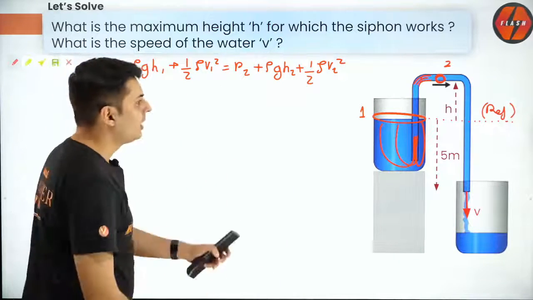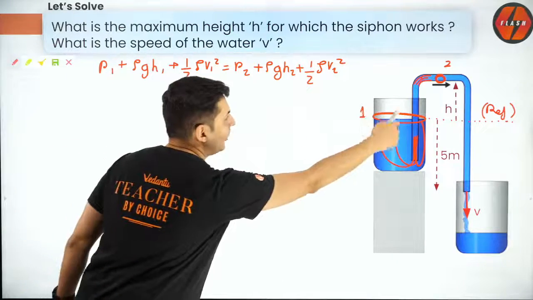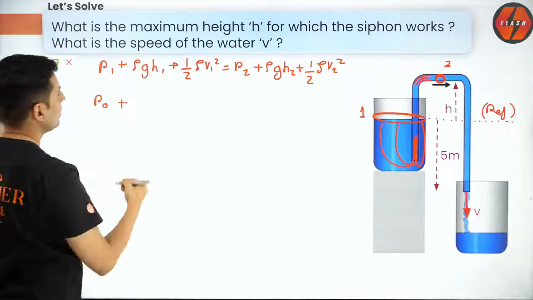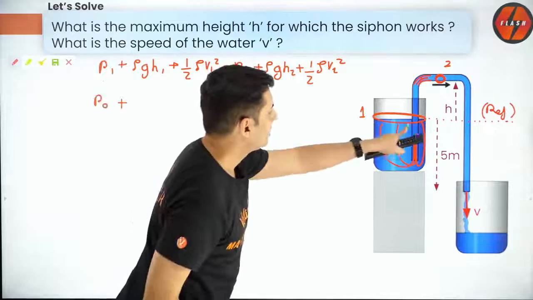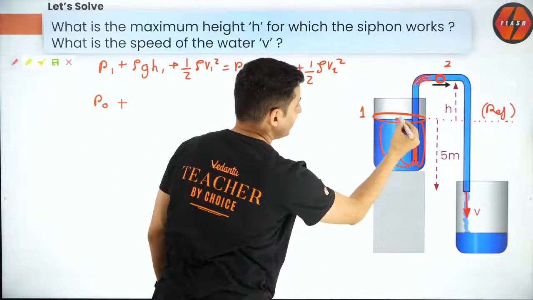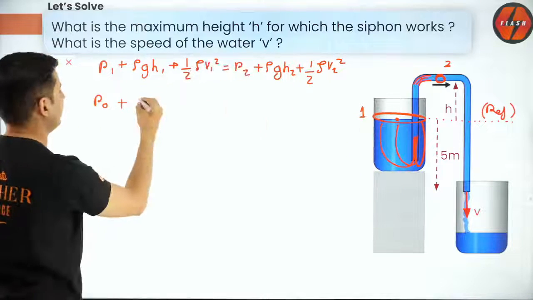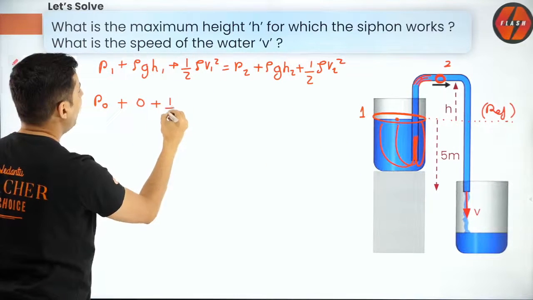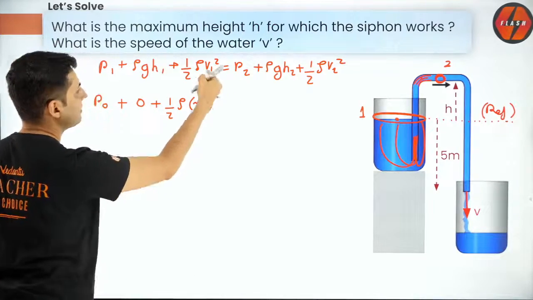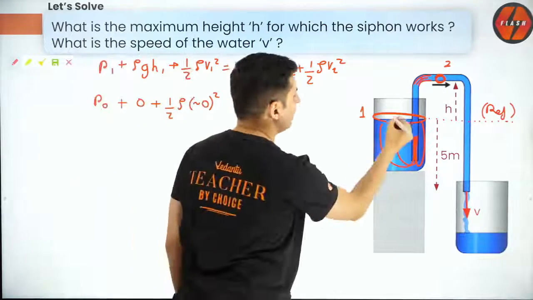Let's start applying it. So P1 is open to the atmosphere, so I can just call it P0, plus rho g h1. Since this is a reference line, for convenience, h1 is 0 because you are lying on the reference, plus half rho v1 squared. This is going to be very small, guys. Why is this velocity going to be very small?